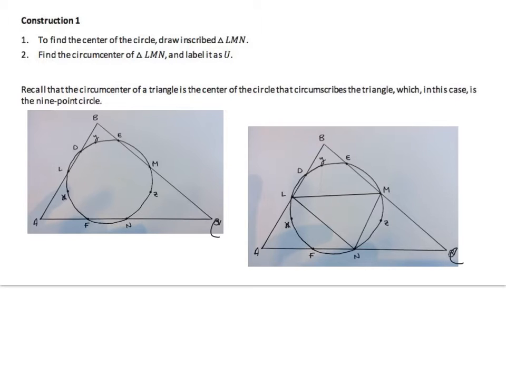And to do this, we need to draw an inscribed triangle. That's a triangle inside of the circle, LMN. Points LMN are already there. If you remember, it's the midpoint of each side. And we want to find the circumcenter of triangle LMN and label it as U. If you remember, the circumcenter of a triangle is the center of the circle that circumscribes the triangle, which in this case is the 9-point circle. So the circumcenter is the center of the circle on the outside of the triangle. There's the triangle.